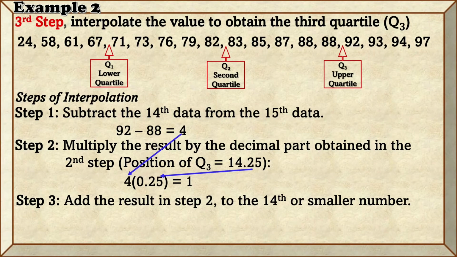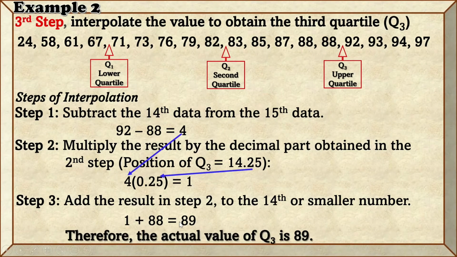Step 3, add the result in step 2 to the 14th or smaller number. The 14th score here is 88. So we are going to add the result in step 2 and the 14th score. We have 1 plus 88 equals 89. Therefore, the actual value of the upper quartile or the third quartile is 89, which is between the scores 88 and 92.